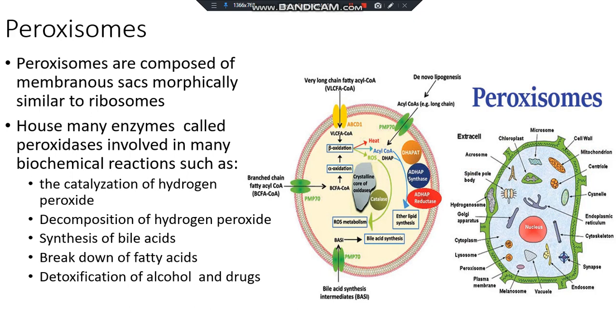Peroxisomes are composed of membranous sacs, morphologically similar to lysosomes. They house many enzymes called peroxidase, involved in many biochemical reactions such as catalyzation and decomposition of hydrogen peroxide, the synthesis of bile acids, the breakdown of fatty acids, and the detoxification of alcohol and drugs.